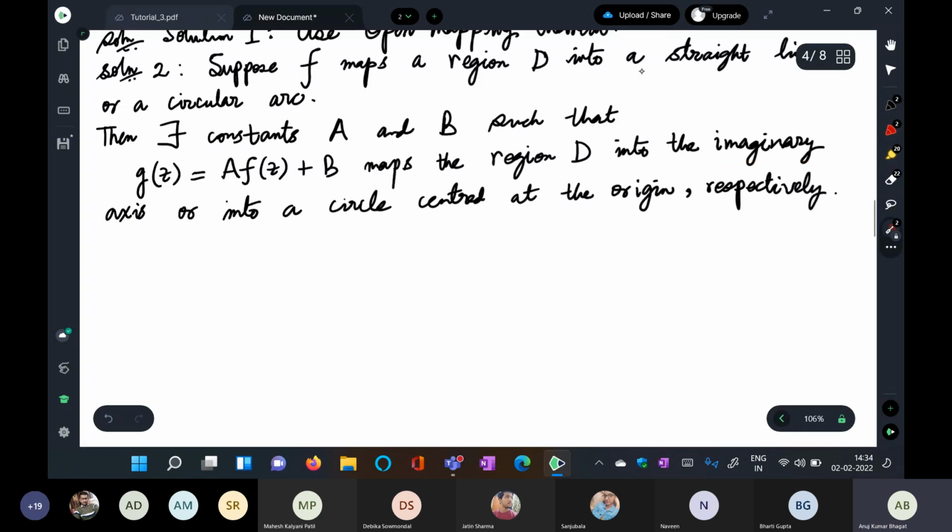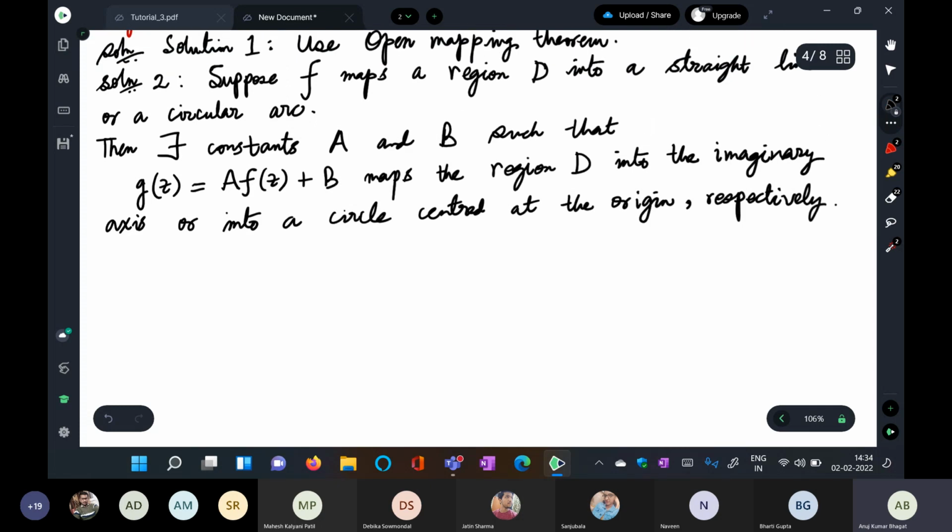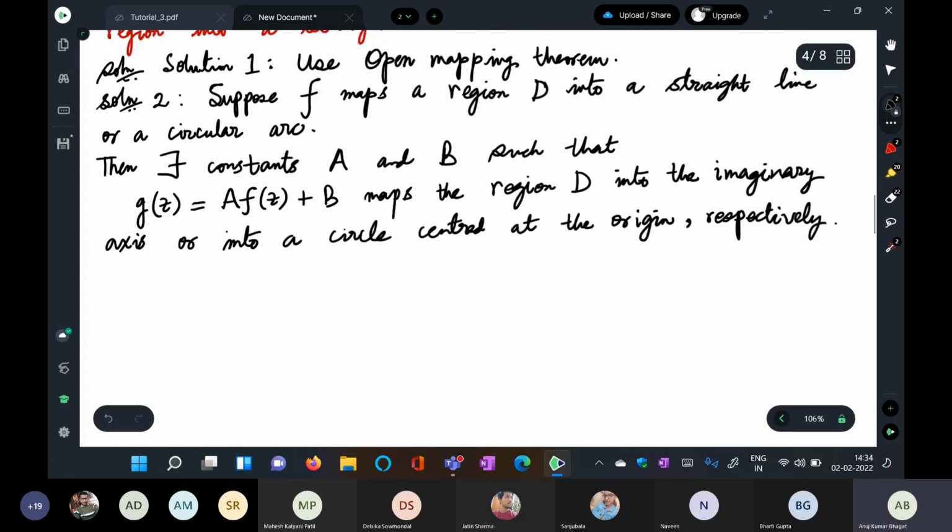or if the first map f was mapping into a circular arc, this will map to a circle centered at the origin. So maybe I'll talk more about these constants later on. Just assume that for the timing. I'll definitely get some constants a and b such that this will happen if the above statement is true.